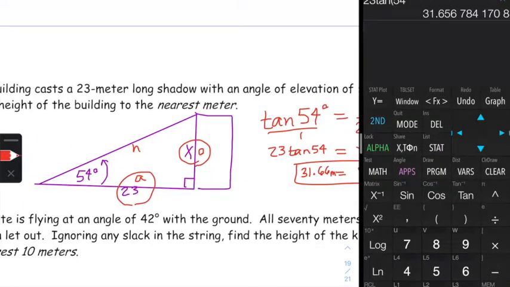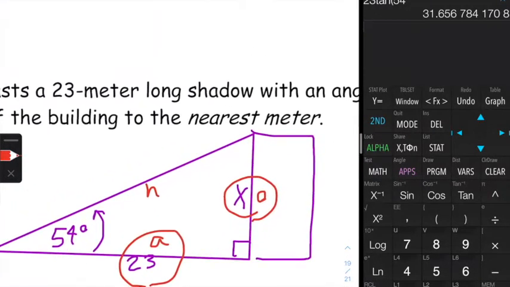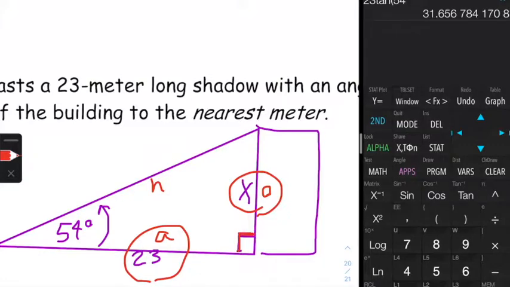I always like to make sure the answer makes sense. So 54 degrees, that's one of your medium angles. Of course you have your 90-degree angle, so the hypotenuse should always be your longest side. But then 54 degrees is a little bit bigger. This other angle here, if you went and found that, would be 36 degrees.